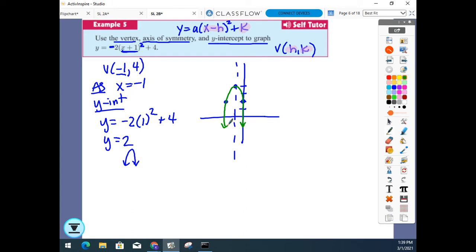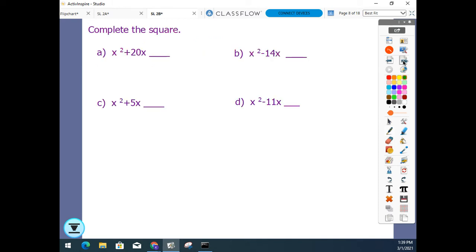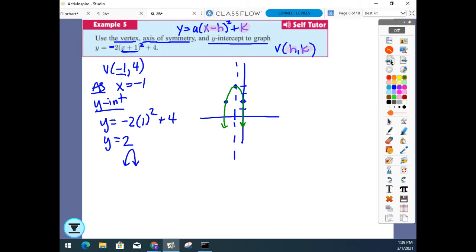And there's my parabola. So you can use all these pieces to help you shape your graph. Okay, so this is an extra little piece. Maybe just watch me, because I'm going to show you, when we start with a general standard equation, how can we make it into the vertex form?